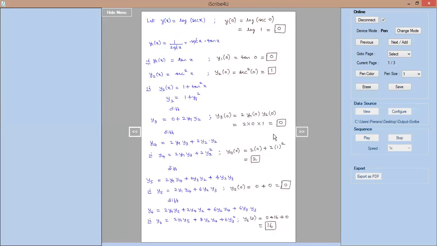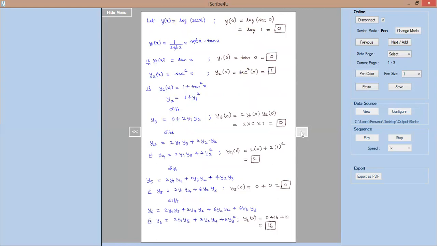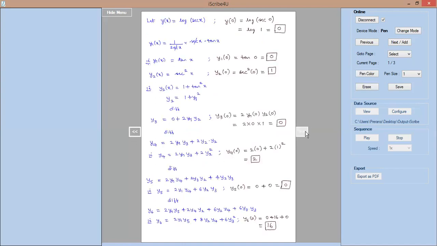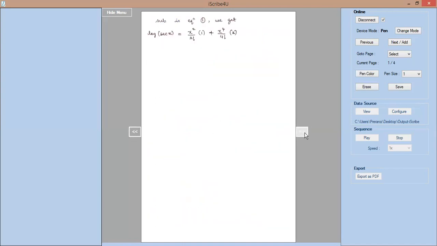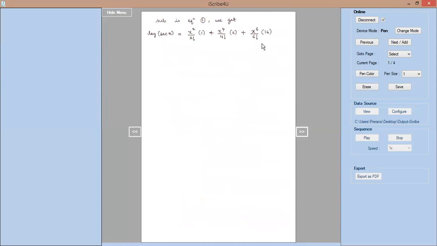plus the next non-vanishing term, which is y4 of 0. So y4 of 0 means we will have x power 4 divided by 4 factorial into y4 of 0, and y4 of 0 is 2, plus x power 6 divided by 6 factorial into 16. That is y6 of 0, so that is why x power 6 by 6 factorial. So just on simplifying the constants that we have here, we can rewrite the answer.